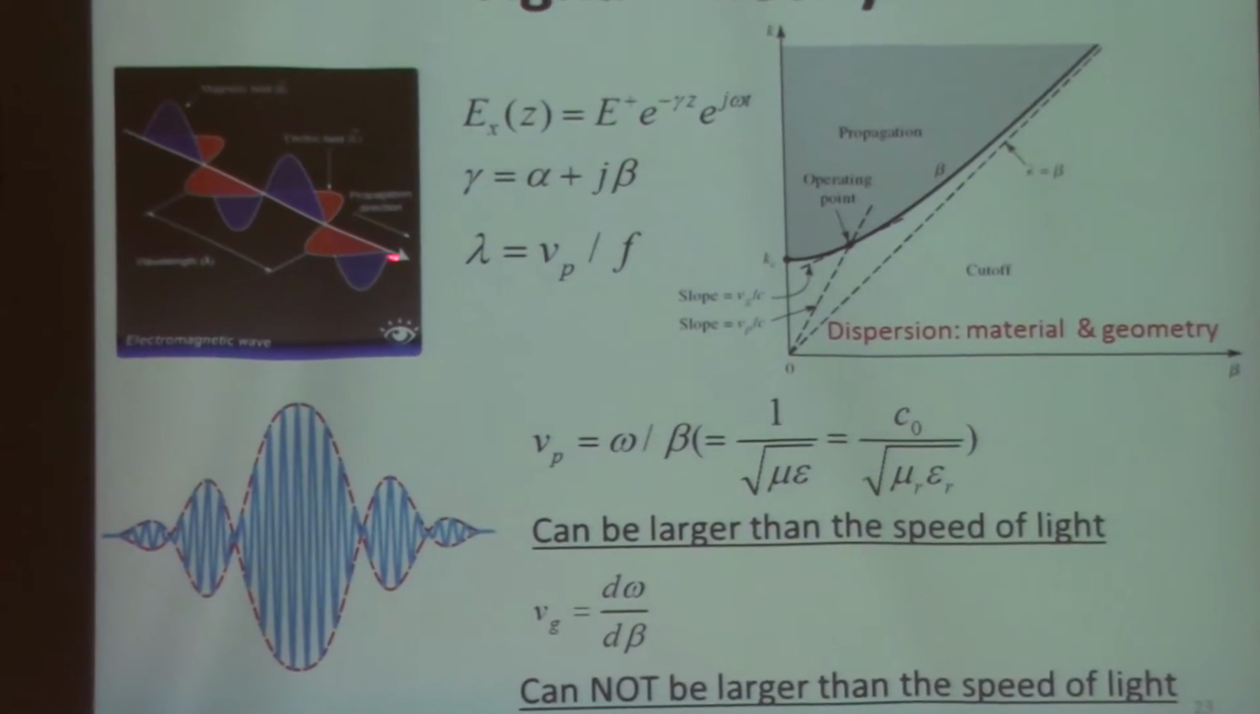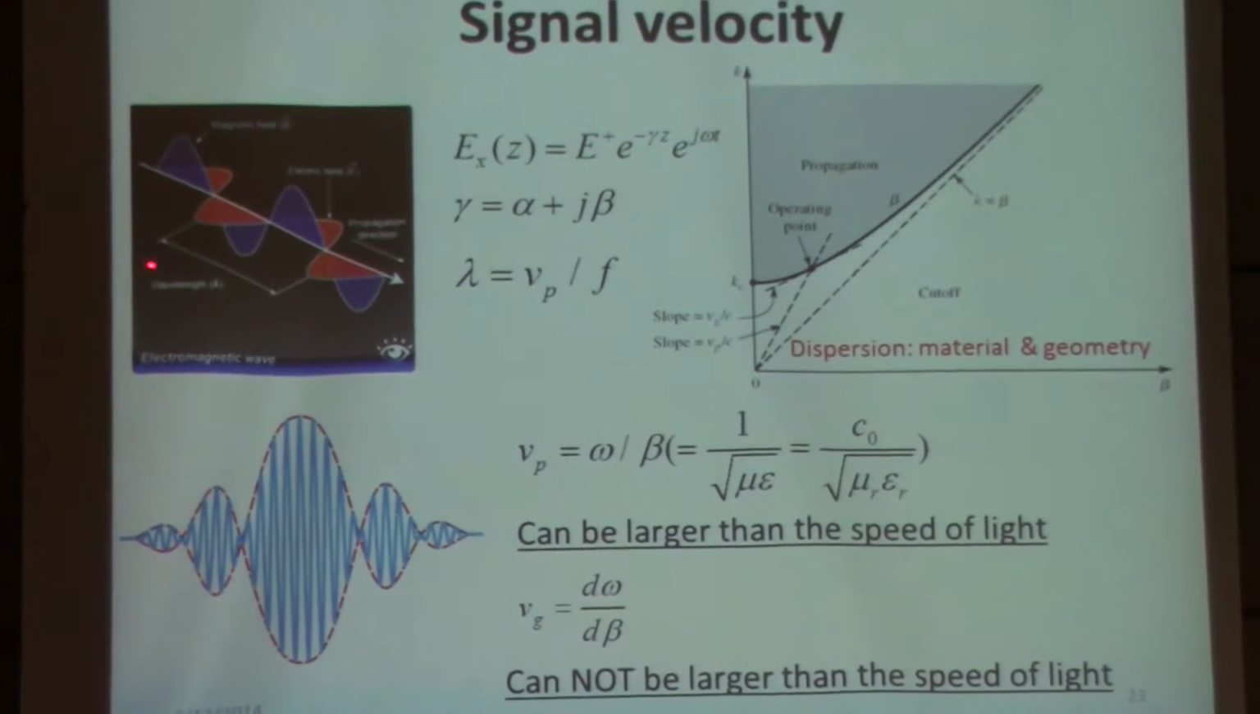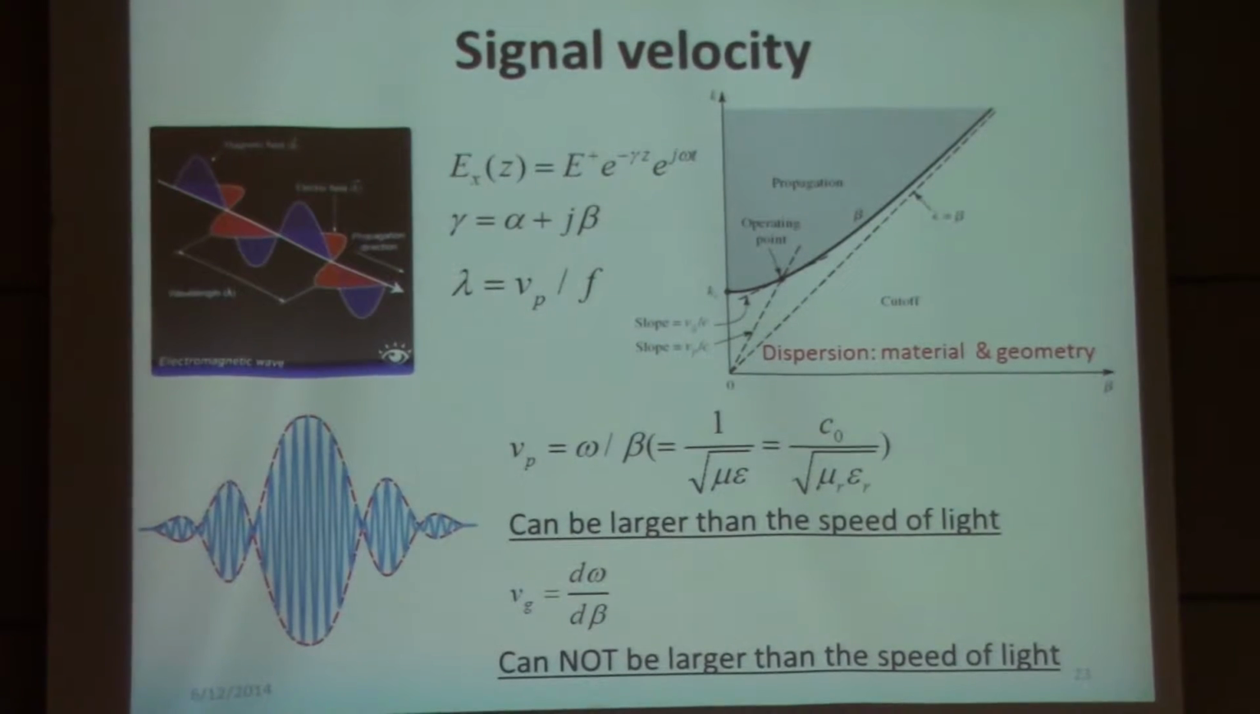And now you have waves propagating along your transmission line, surrounded by different media. And then if you plot the phase propagation constant versus frequency, where k is omega times C.